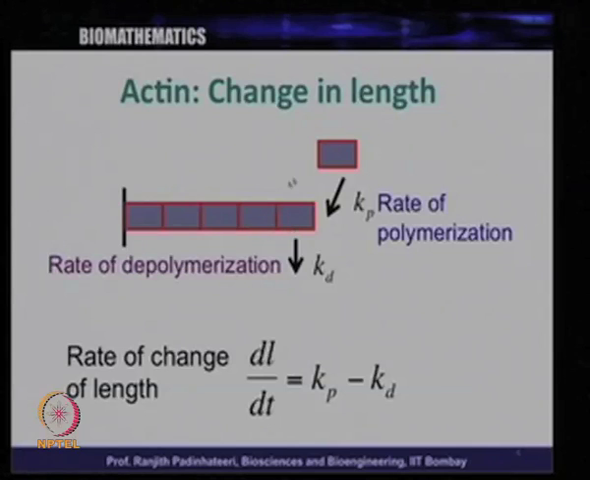So, how does this number L, the length expressed in the number of monomers, change? The length of this now is 5 monomers. How does this change with polymerization and depolymerization? That is depicted by this equation, which is dL by dt equals K p minus K d.